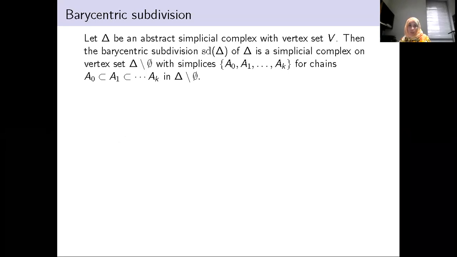Okay, and now let's move on to the barycentric subdivision, which is a more geometric one. But here I have written this definition in terms of the abstract simplicial complex.